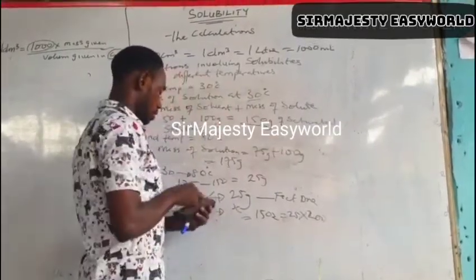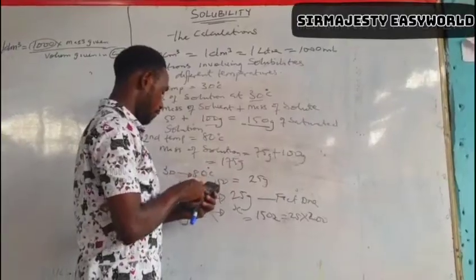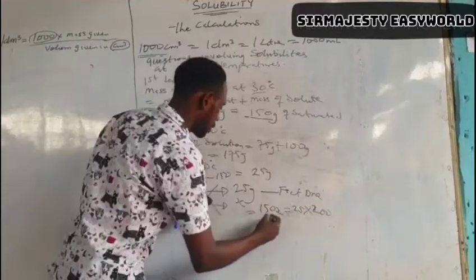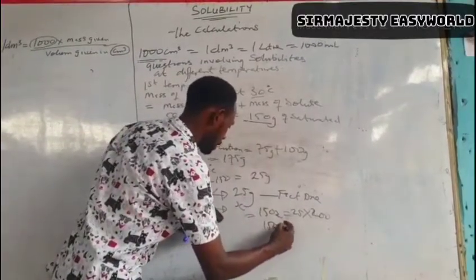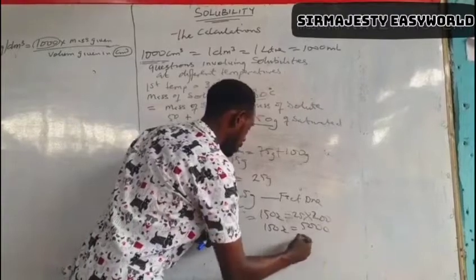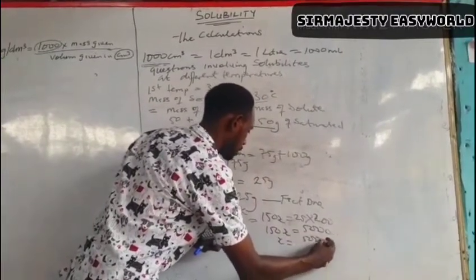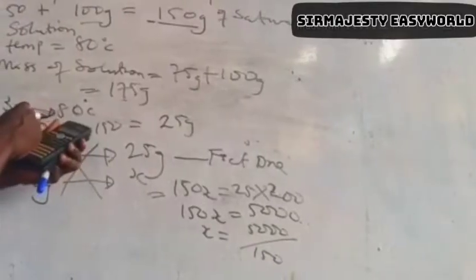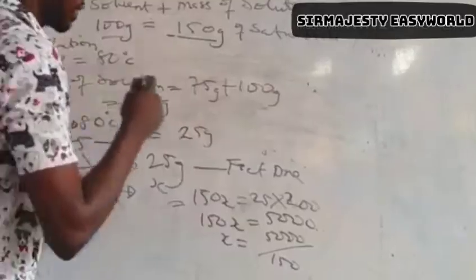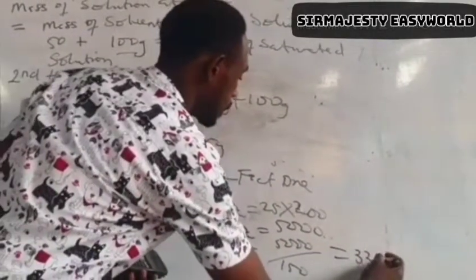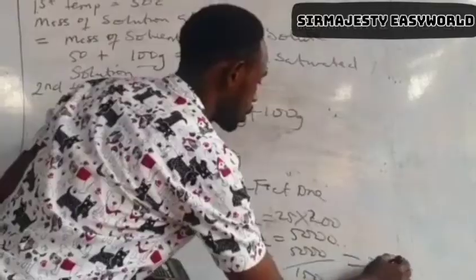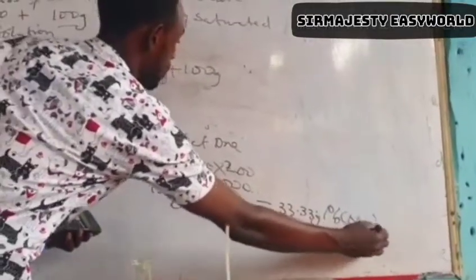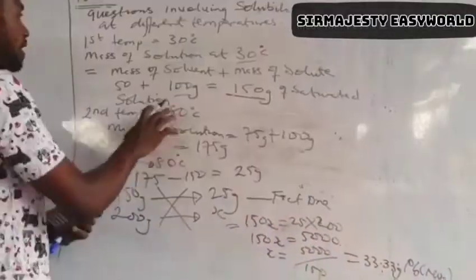So using our calculator, we have that 25 times 200 is 5,000. So 150X is equal to 5,000, such that X is equal to 5,000 divided by 150, which is 33.33 grams of lead nitrate that will be dissolved. That's the extra mass it will take. So that's the way out.